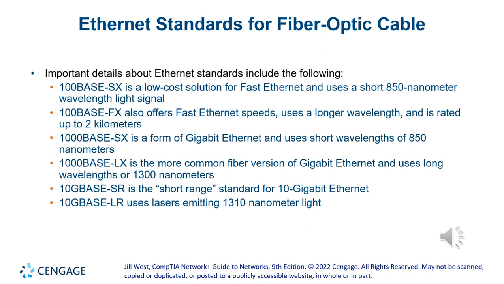Like I said, the SR and the SX are 850, and the book must be wrong here, because I know that the LX is also 1310 and the LR is 1310. It's the same light, for the LX and the LR, but at a different speed. So you cannot combine them, even though they're the same wavelength. The 1000 base LX and the 10 gig LR use the same 1310 nanometer light, but the speed is different.